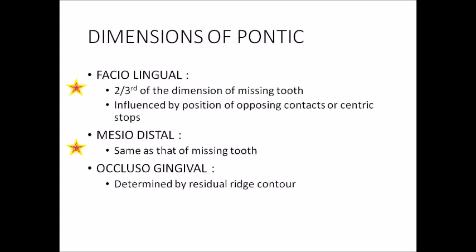The faciolingual dimension of a Pontic must be 2/3 of the dimension of the missing tooth. This is done in order to reduce the occlusal forces acting on the abutment tooth. The faciolingual dimension is influenced by the position of opposing contacts or centric stops. Next is the mesiodistal dimension. It should be the same as that of the missing tooth. The occlusogingival dimension is influenced by the residual ridge contour.